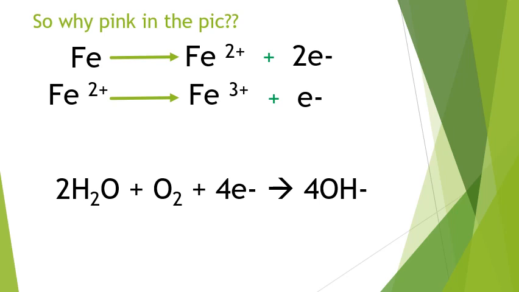Where the pink comes from in the diagram involves this equation here. Remember that rusting from a previous lesson requires oxygen and water. So there's your oxygen and your water. So we have an ion electron equation where we've got oxygen and water. And when oxygen and water react with 4 electrons, it becomes 4OH minus.